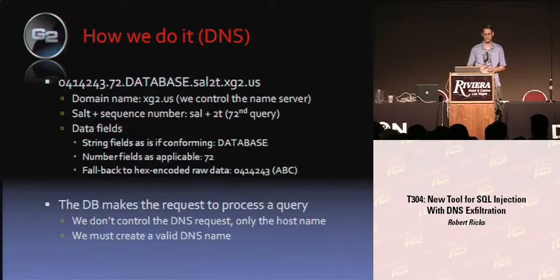So the DNS exfiltration part isn't just slapping data into DNS. You've got to remember that the database is making the request, so the database has to think it's a valid DNS request, or it's not going to make it. That's the first thing to remember. This is an example of what would come back. 0414243 is an example of some hex data. You can get numbers. You can get strings. We also have some characters in there to make sure that this is actually a request that I sent out and we're not getting it back out of order. And then you have your domain name on the end so it resolves back to your computer.